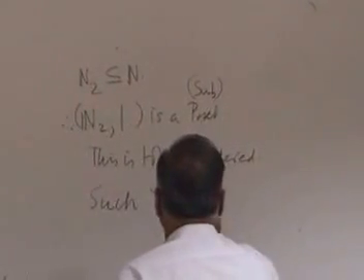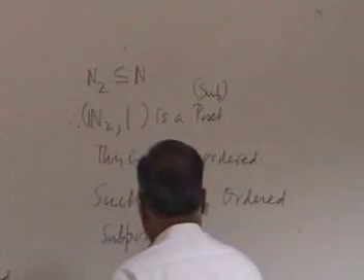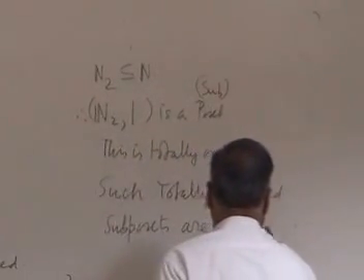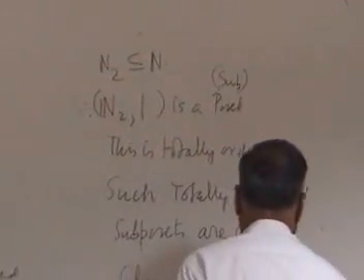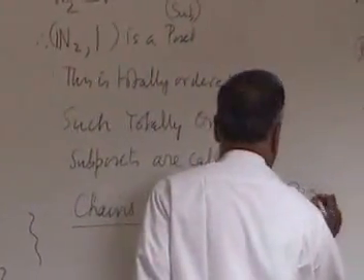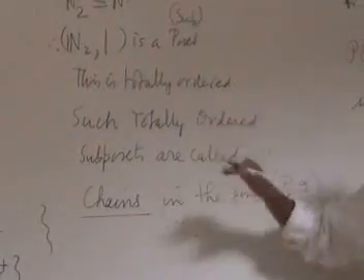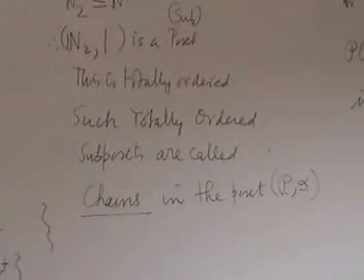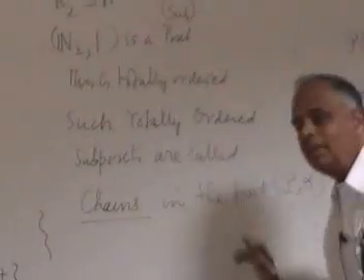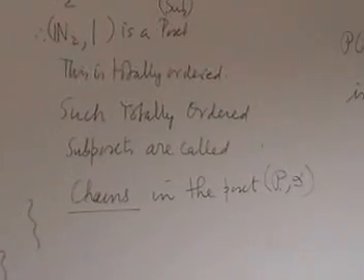So such totally ordered subposets are called chains. If you start with the poset P and you look at subposets which are totally ordered, that is any two elements are comparable in that subset, then that is called a chain. These chains have an important role to play in many, many areas. Let me give you an example.